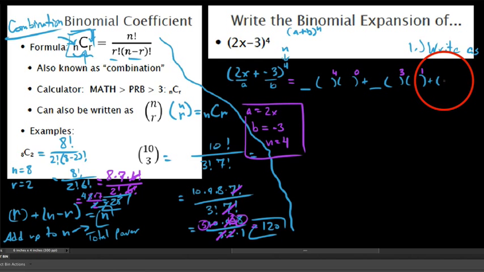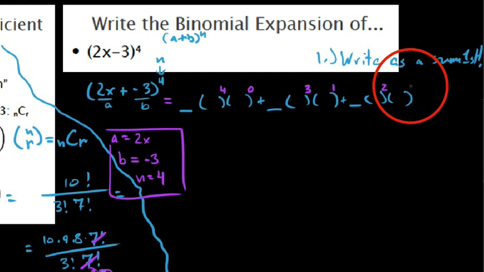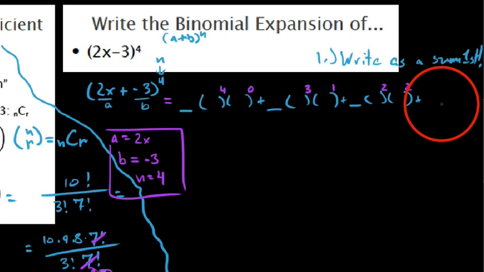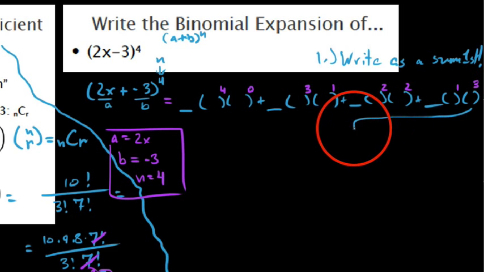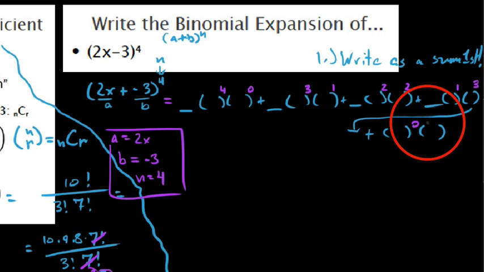So plus, I'm going to try to write a little bit smaller here. Coefficient, first term, second term, to the 2 and to the 2, plus coefficient, first term, second term, 1 and 3, plus, forgive me, I'm going to write this plus right here, plus coefficient, first term, second term, 0 and 4. Okay, so here's our expansion here.